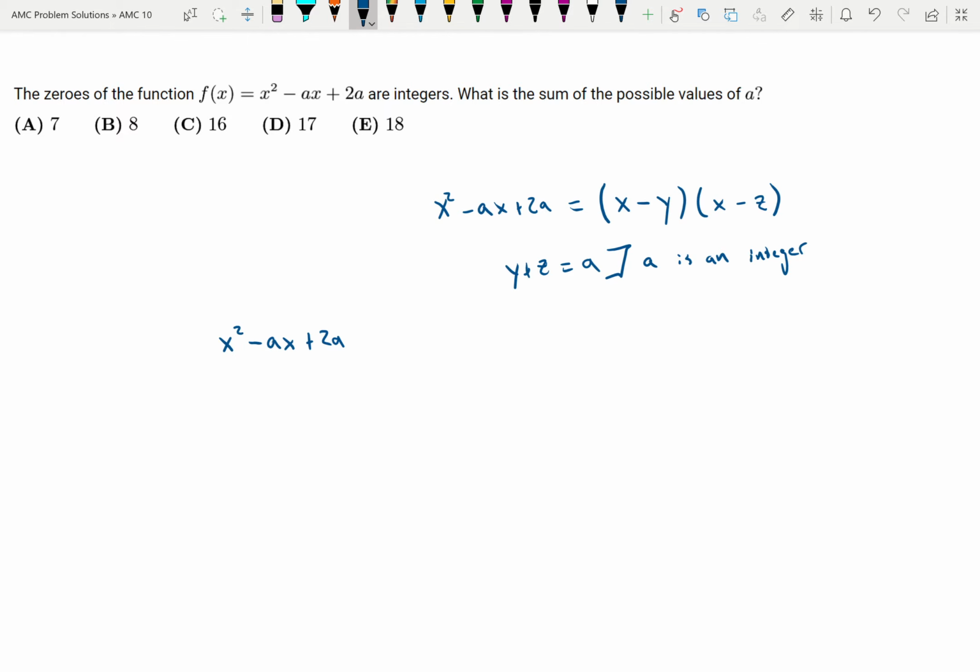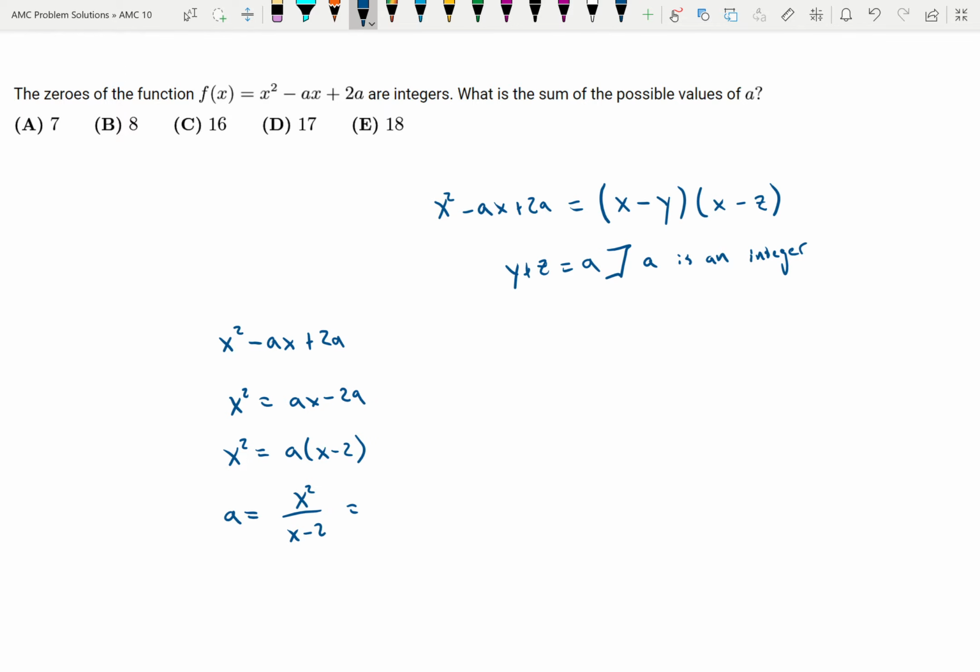And I want to solve for a here. So I'm going to get a to one side. x squared is equal to ax minus 2a. x squared equals a times x minus 2. So a is equal to x squared over x minus 2.